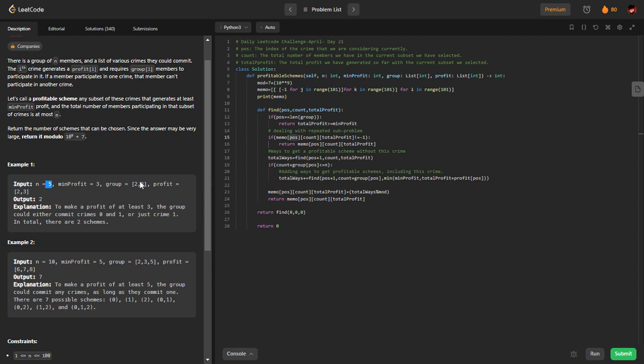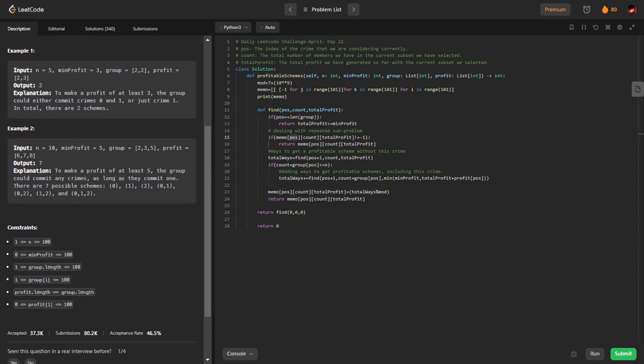Or, as they have mentioned, the group could commit either crime 0 or 1, or just crime 1. This is the profit. I can do both the crimes and generate a profit of 5. So 2 plus 3, which is 5, is greater than 3. Or I can do only this one, because it is also generating a profit equal to the minimum profit. So we have two ways. This is what the question asks: we have to count the ways so that we get a profit which is at least the minimum profit.